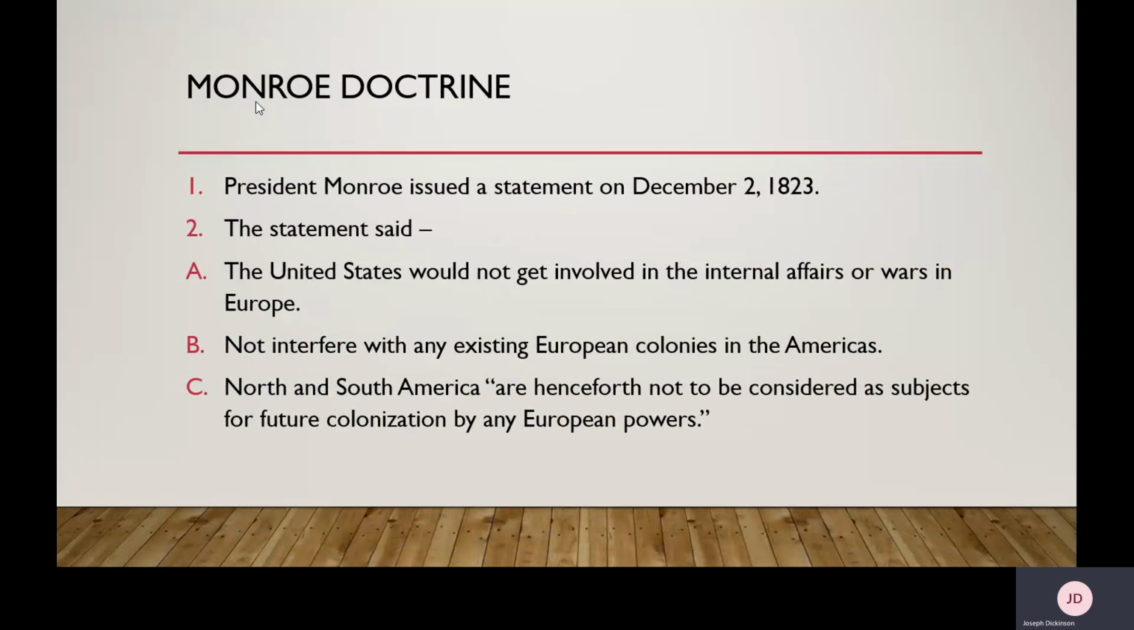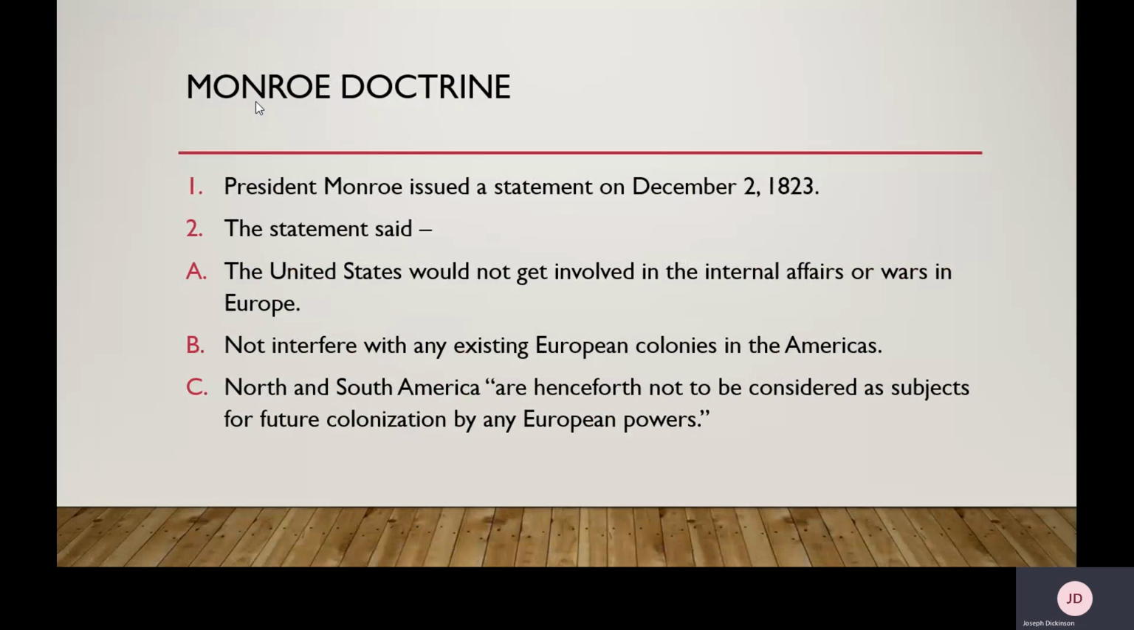All right, so the Monroe Doctrine. President Monroe issues a statement on December 2nd, 1823. This is what the statement says. Remember that a doctrine is a set of political beliefs. With that, the United States would not get involved in the internal affairs or wars in Europe. So they're going to stay out of it. They don't want a war.